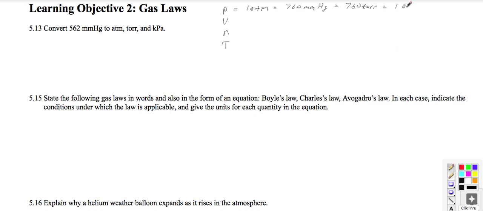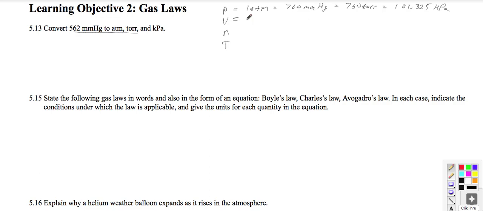Which would be 101.325 kPa. And notice I used the values for them at standard. So this is standard pressure. So 1 atmosphere is equal to 760 millimeters of mercury, which is equal to 760 torr, and is equal to 101.325 kilopascal. We can use these conversion factors to figure out these answers.